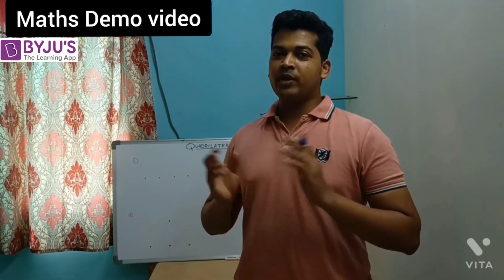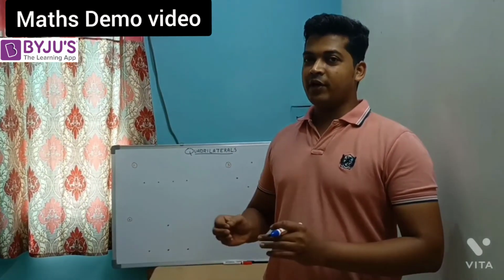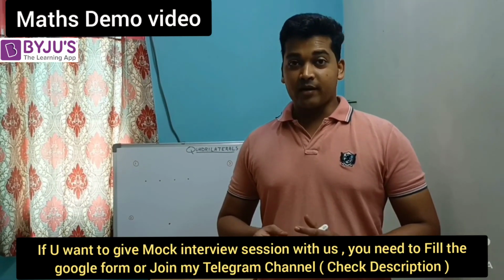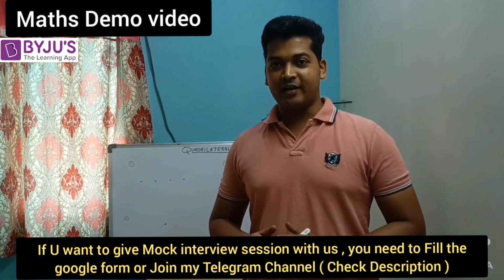Now pick any room in your house. The walls, the windows, the doors. Which shape are they? They all are in the shape of quadrilaterals.